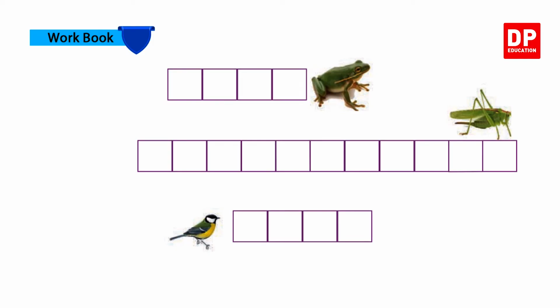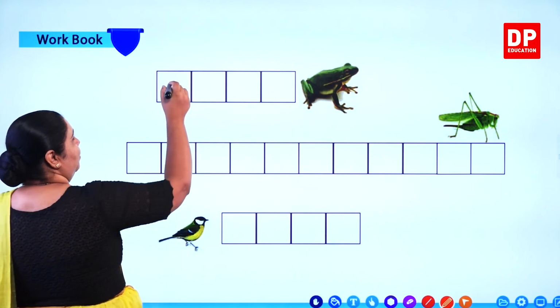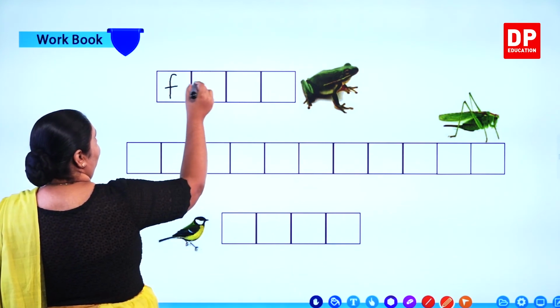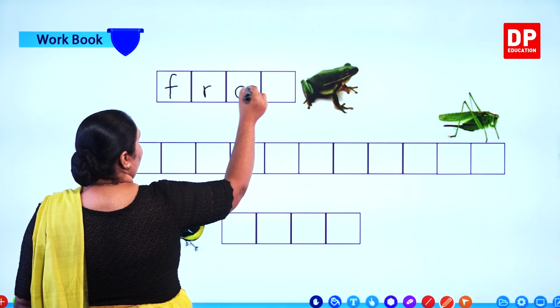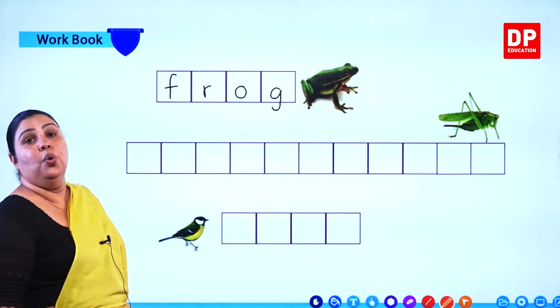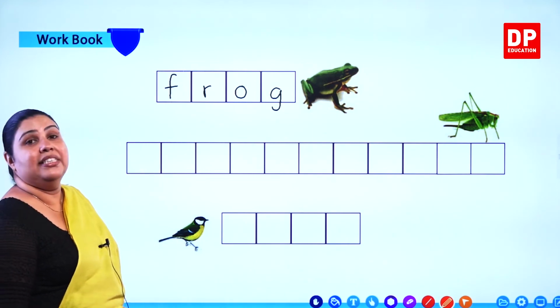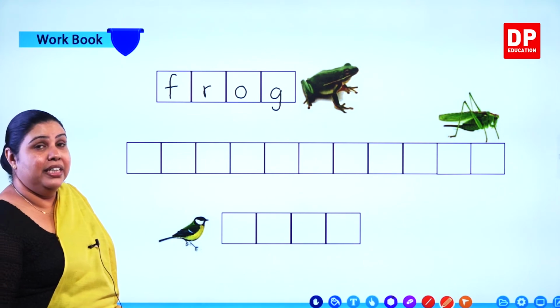Now who is this? It has a green body. It can jump up high. It is the frog. That's right. How are we going to write frog? F-R-O-G. Frog. It's easy to write. F-R-O-G is the way that we spell the word frog.